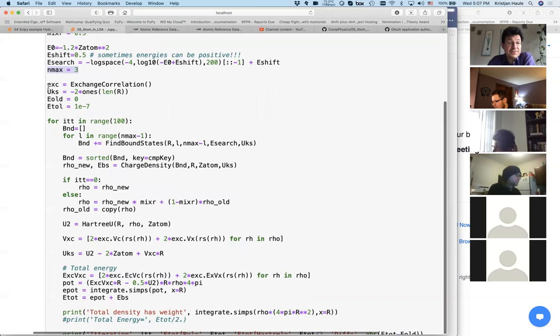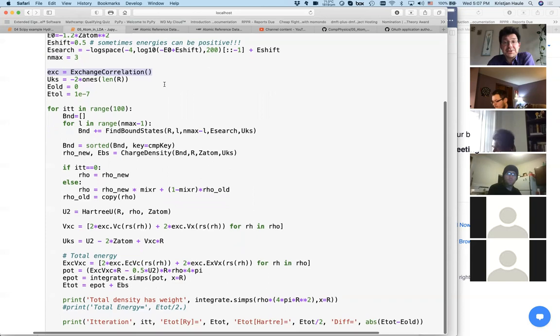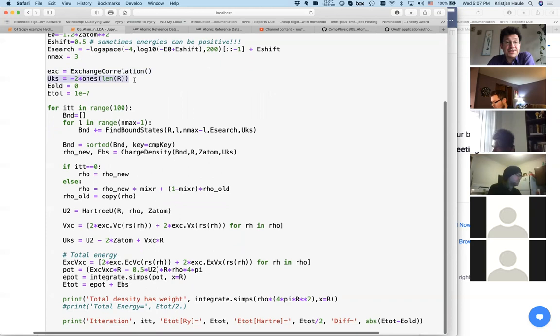So now this EXC is the exchange correlation class, which is going to give us the exchange and the correlation energy like before. And then we start the iterations always with setting this U Kohn-Sham to -2. Here, this -2 times 1 of R means -2 for every R, isn't it? For every point in the R mesh, this is -2.